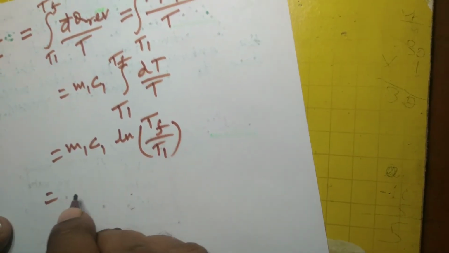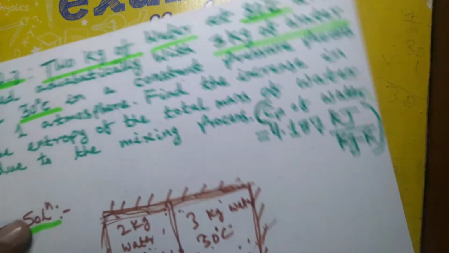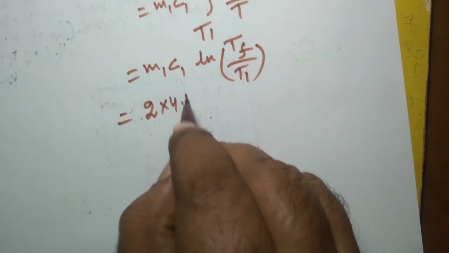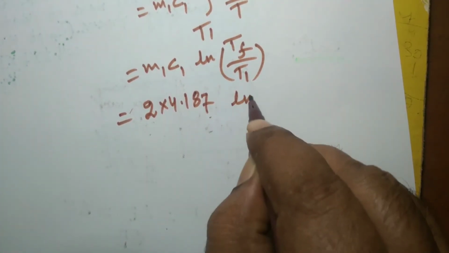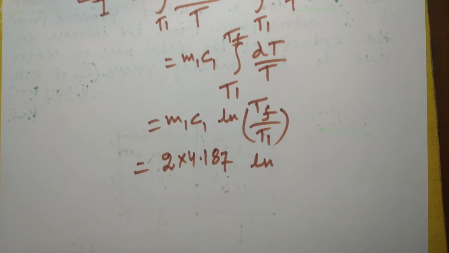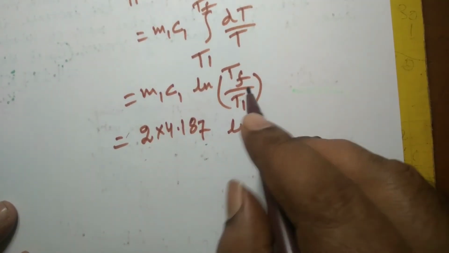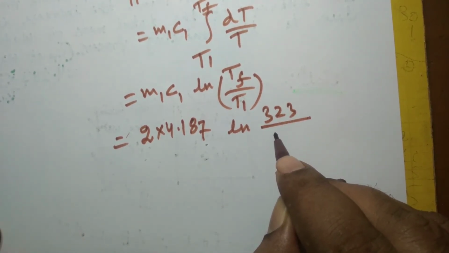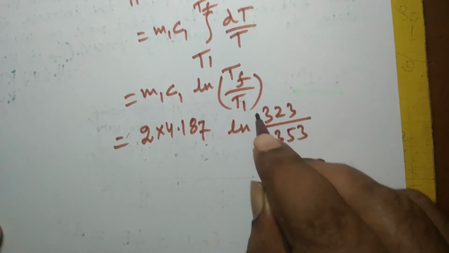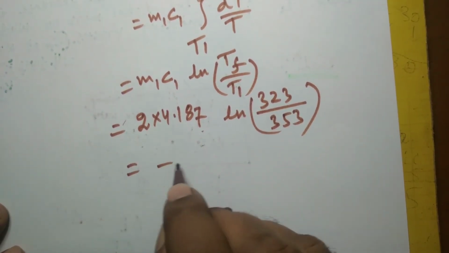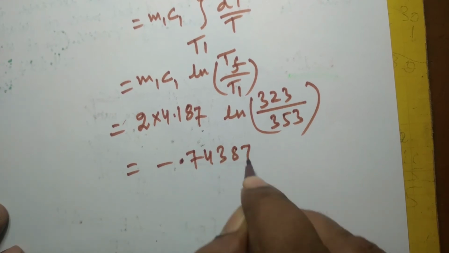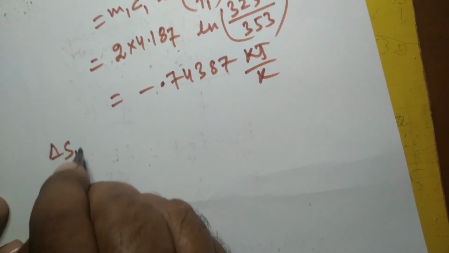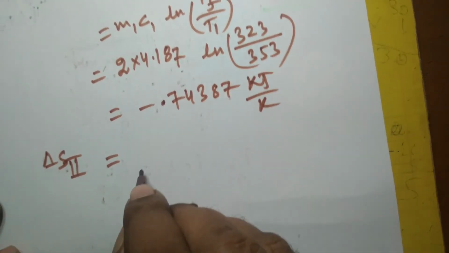This is equal to, the mass of subsystem 1 is 2 kg, so 2 multiplied by 4.187 ln. The final temperature is 50 degrees Celsius, so we convert it to absolute temperature: 50 plus 273 is 323, divided by T1, which is 80 degrees Celsius, 353, is equal to minus 0.74387 kilojoule per Kelvin.